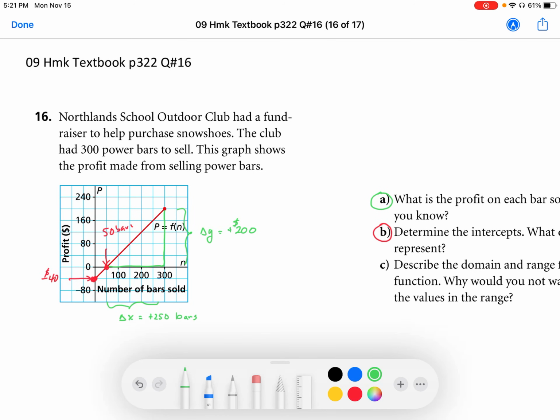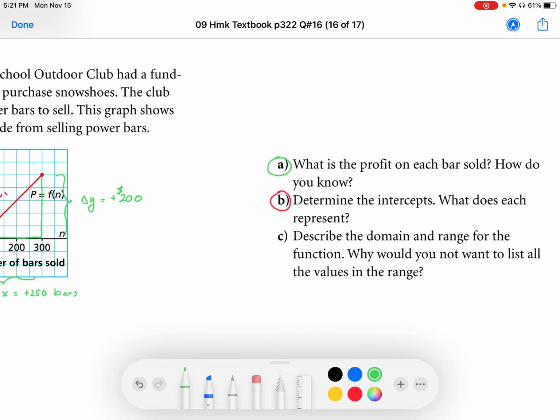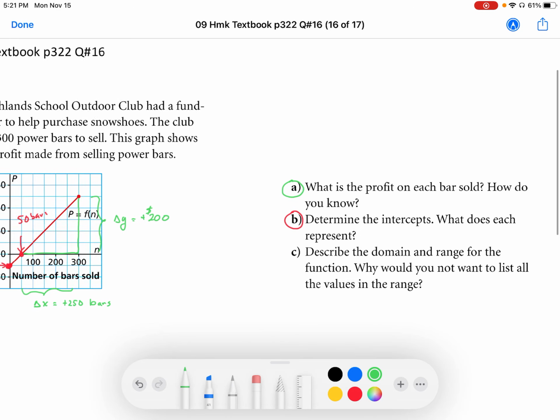So this question says, Northland School Outdoor Club has a fundraiser to help purchase snowshoes. The club has 300 power bars to sell. And so we have the graph here. So part A says, what is the profit on each bar sold?